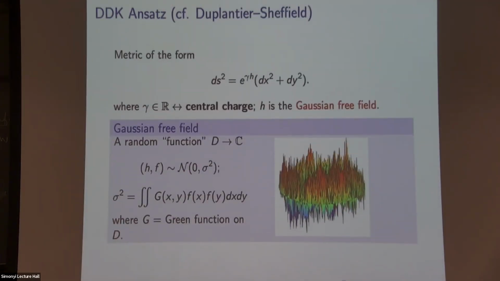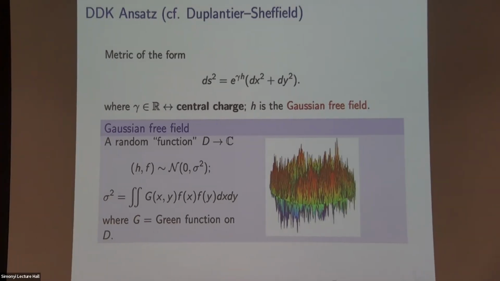For this, there is in physics the DDK ansatz, which I think is fair to say was really explained to the math community in the very important paper of Scott and Bertrand from 2010, I think. This ansatz says that the conformal factor should take the form of the exponential of some parameter gamma times h, where h is a Gaussian free field.